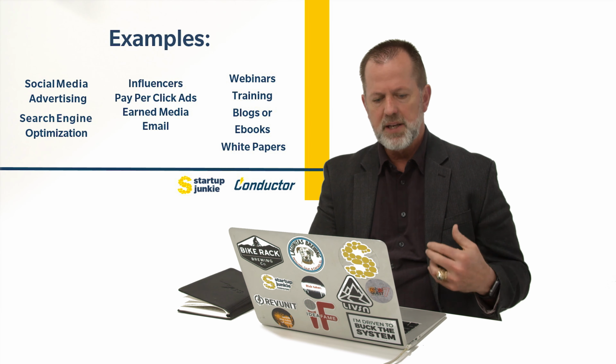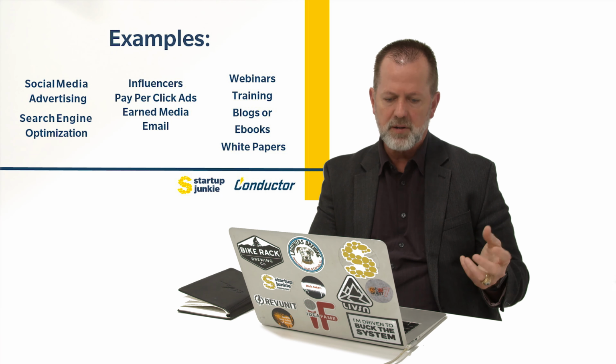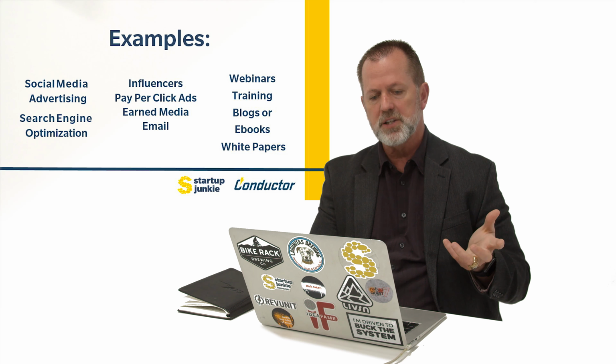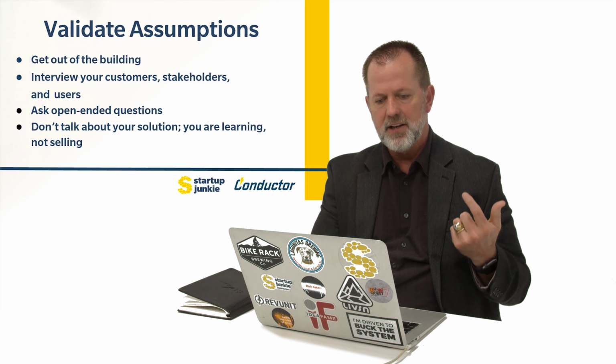And it can be social media, search engine influencers, pay-per-clicks, earned media, email, webinars, a whole variety of different ways, and multiple touch points. They typically say on any given channel, it requires at least 7 touch points. So there's the lean canvas. You've now seen all 9 boxes. The whole point of this is to validate your assumptions.